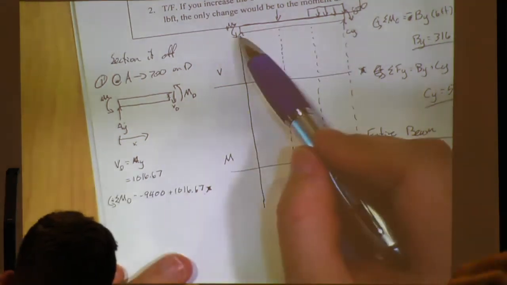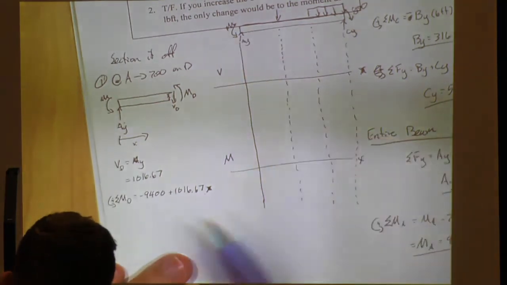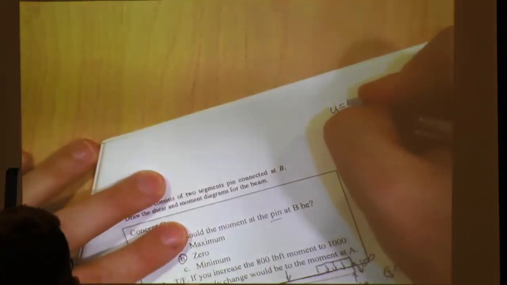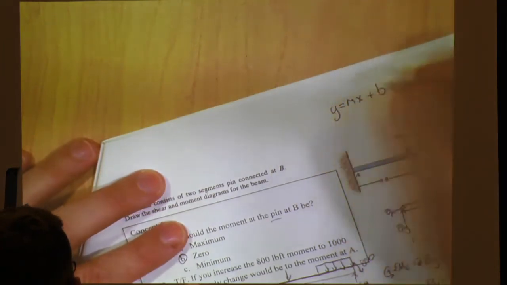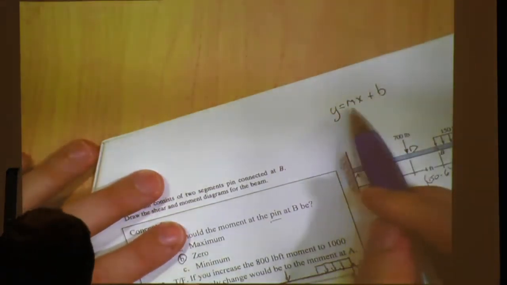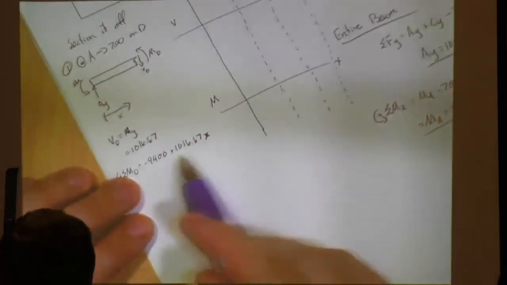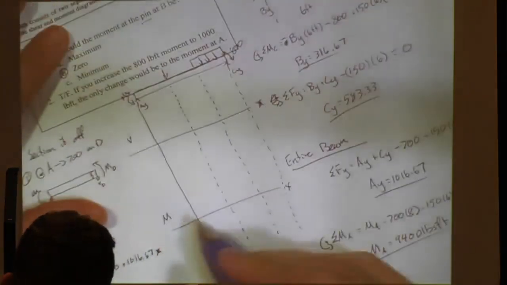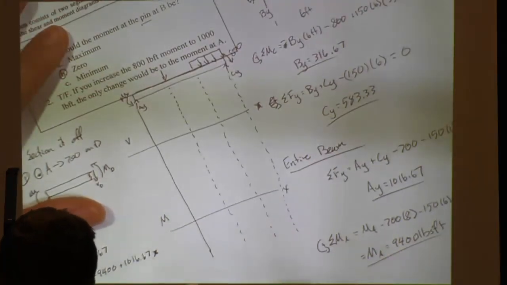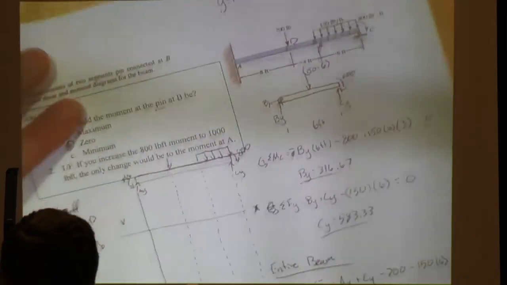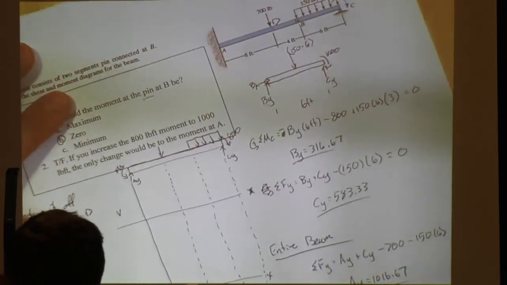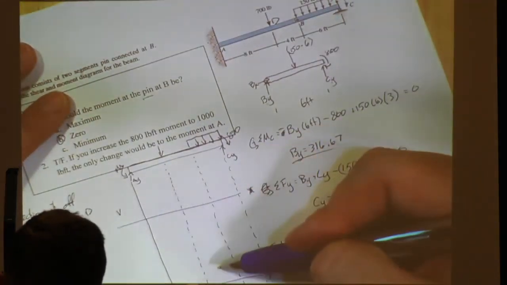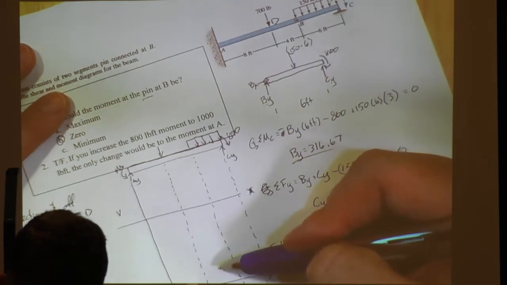So our concentrated moment is over here, right? If we have y equals mx plus b, our m is our slope. So here's our slope. And the negative 9400, that's going to be our b, because on the moment graph, that's where we start out, because that's our concentrated moment. So all of these is the equation of a line. That's all you're doing over here for shear and moment. All it is is calculus. You're just making a graph.